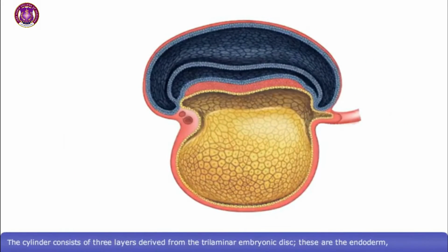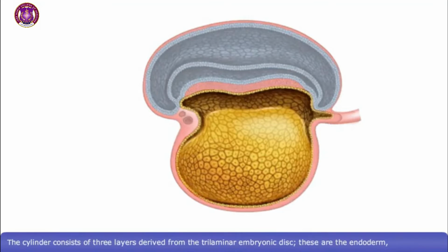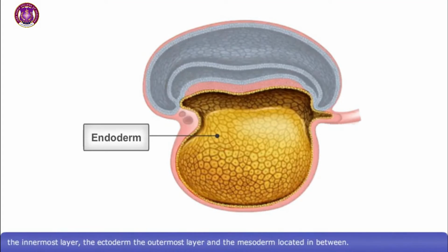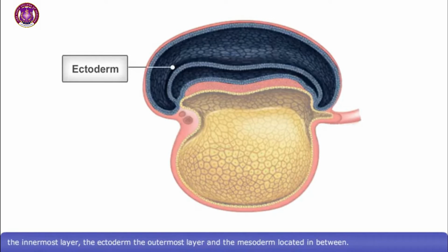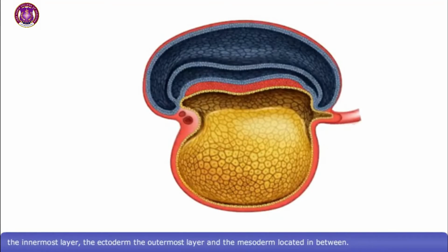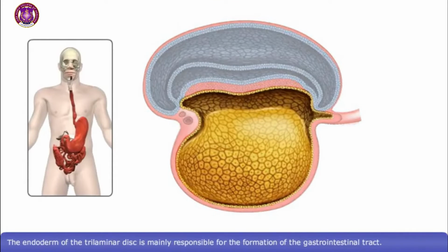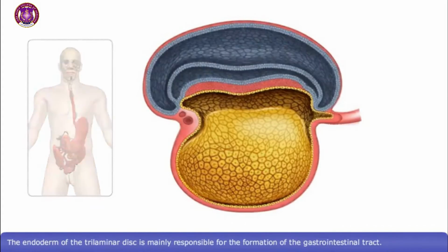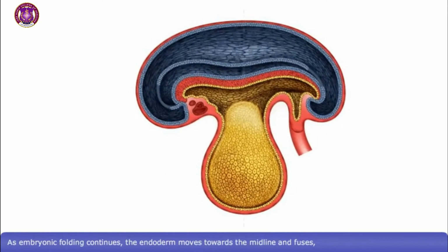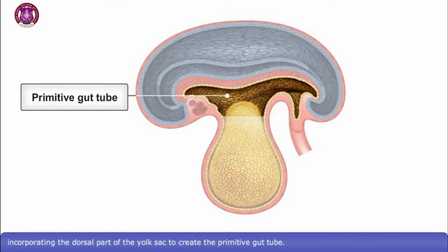The cylinder consists of 3 layers derived from the trilaminar embryonic disc. These are the endoderm, the innermost layer, the ectoderm, the outermost layer, and the mesoderm, located in between. The endoderm of the trilaminar disc is mainly responsible for the formation of the gastrointestinal tract. As embryonic folding continues, the endoderm moves towards the midline and fuses, incorporating the dorsal part of the yolk sac to create the primitive gut tube.